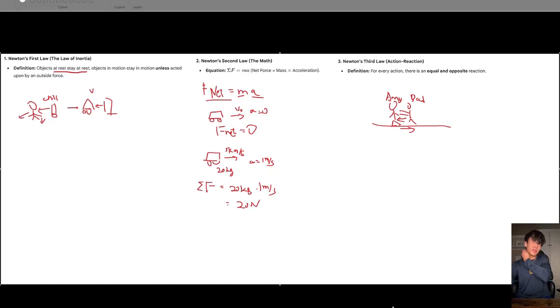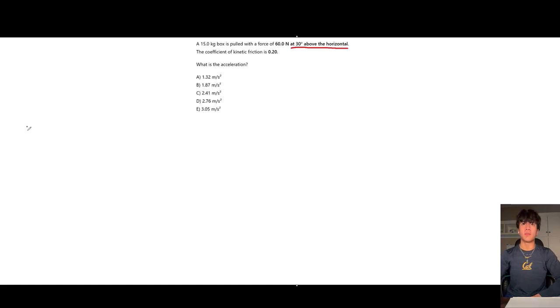And now let's look at some questions. Now let's look at a simple problem. A 50 kilogram box is pulled with a force of 60 newtons at 30 degrees above horizontal, and the coefficient of kinetic friction is 0.20. What you always want to do when you're doing applied forces problems is draw a force diagram. What is a force diagram? Basically, you draw the object out, and then you label all the forces acting on it.